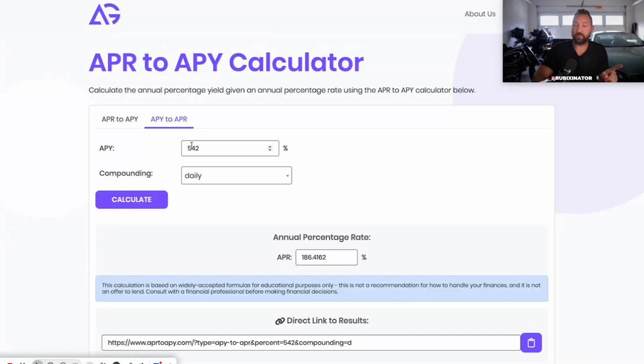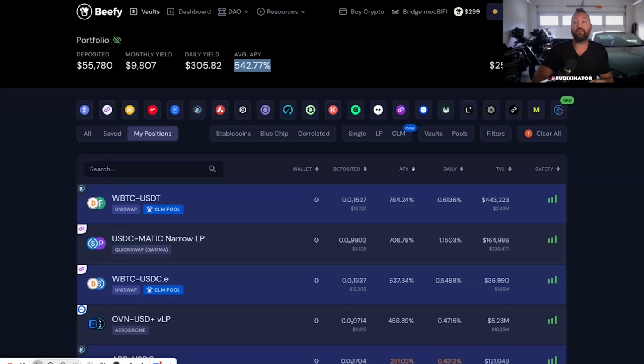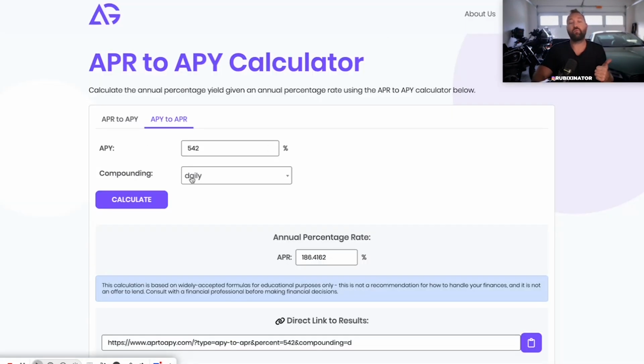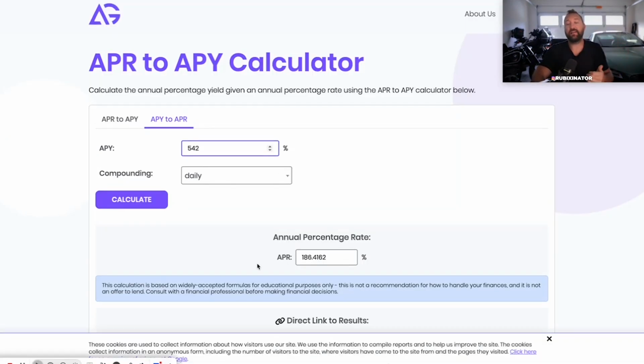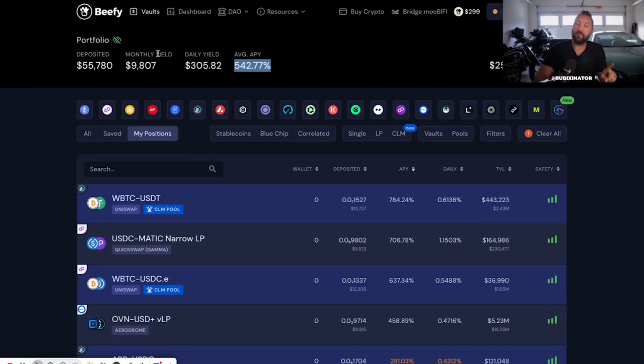But I want you to know the difference between this. So this is saying 542% APY, and if it's compounded daily, that's the same as 186% APR. If you compound it daily, that's the same as 542% APY if, again, those returns were consistent over an entire year, which is unrealistic, but it just gives us an idea. So I just need you to know that Beefy estimates things in APY, which makes it seem super, super sexy, and it definitely inflates a lot of this.